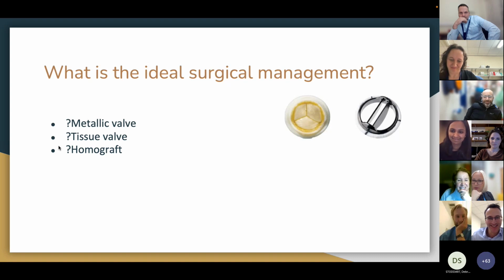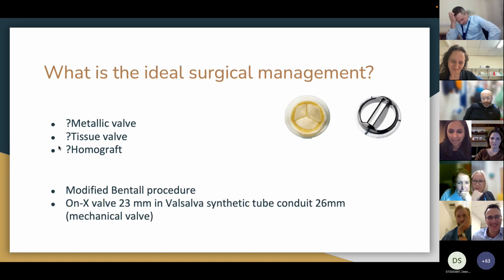Yeah. So what happened? As you said, Kate, she came out of theatre with a modified Bentall and with an Onyx valve, which is mechanical, and a synthetic tube conduit, which was 26mm.